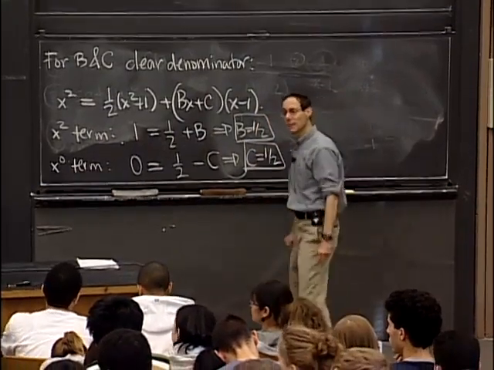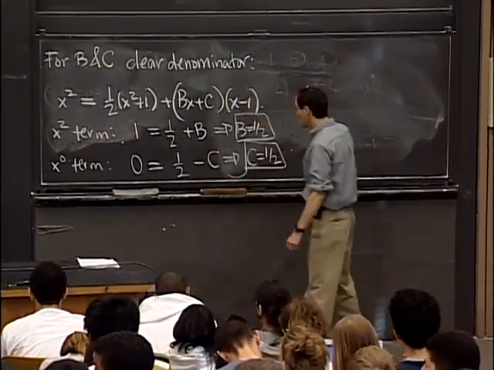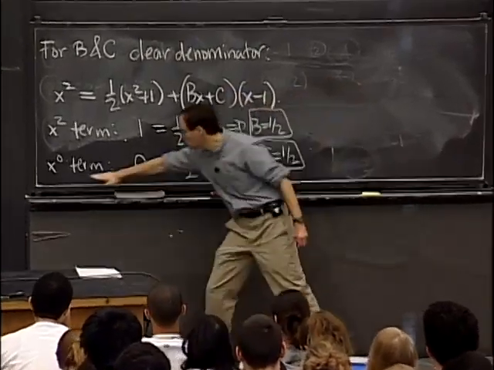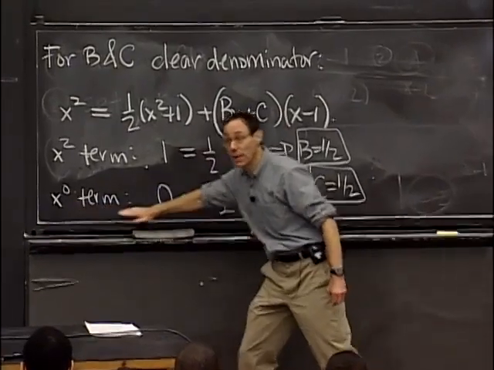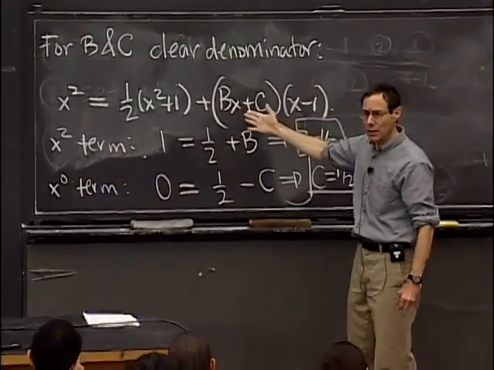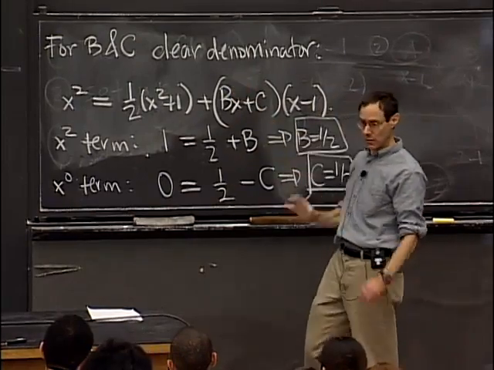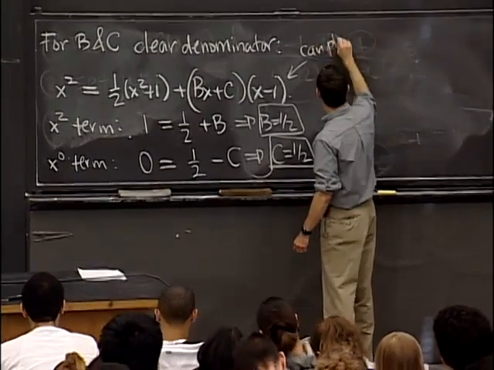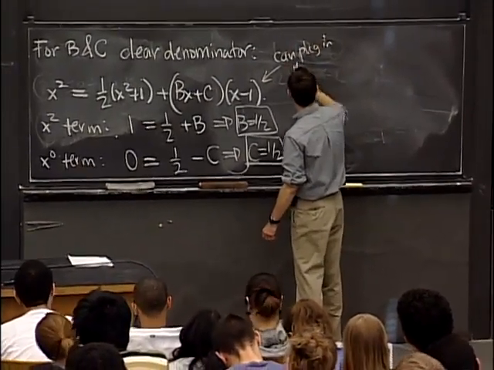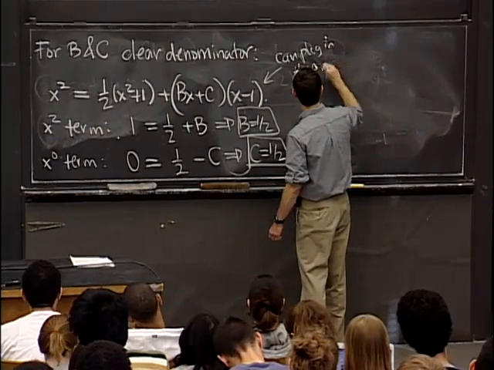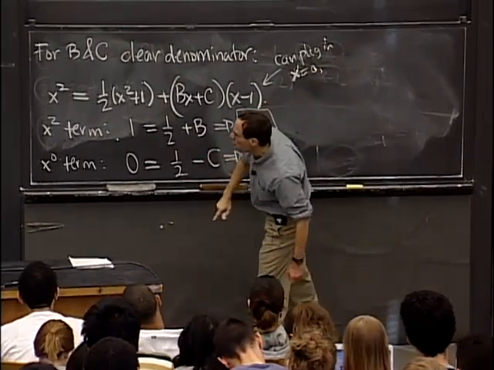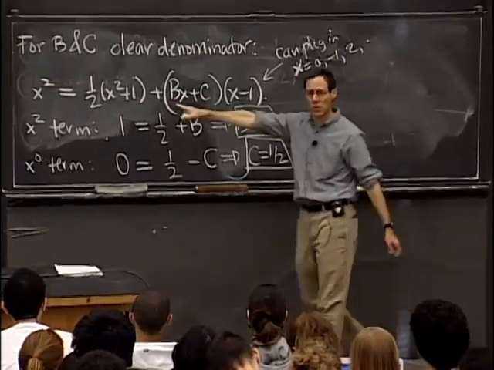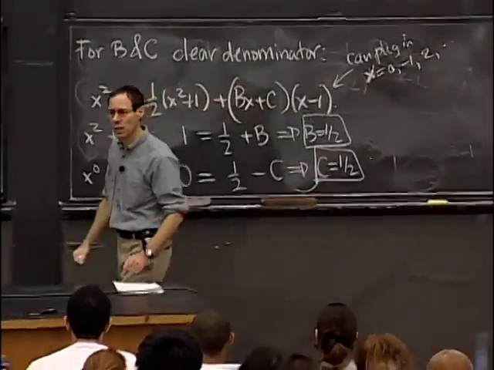Yes? Another good question: could I just set x equals 0? Absolutely. In fact, that's equivalent to picking out the x to the 0 term. And you could plug in numbers if you wanted. That's another way of doing this. You can plug in numbers: x equals 0, minus 1, 2, etc. Not 1, just because we've already used it. We won't get interesting information out.